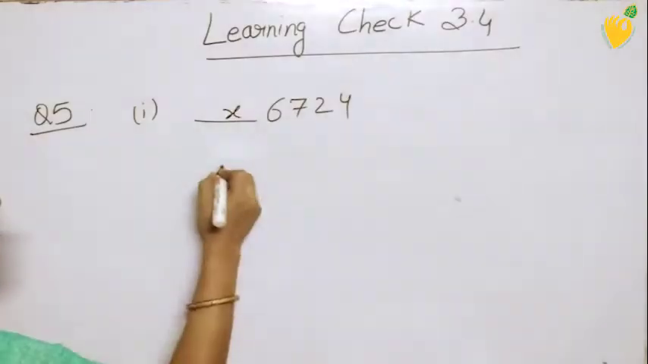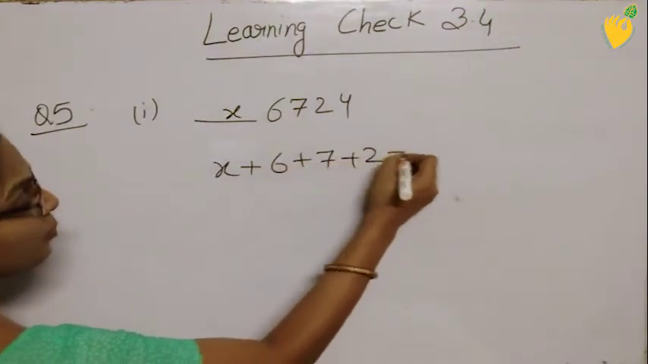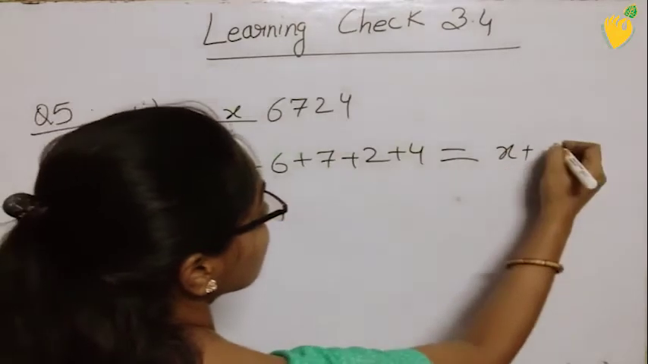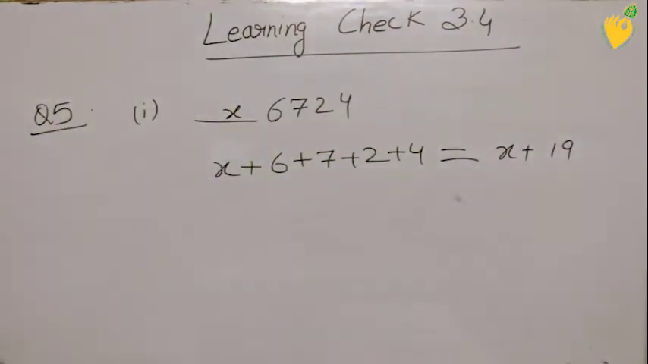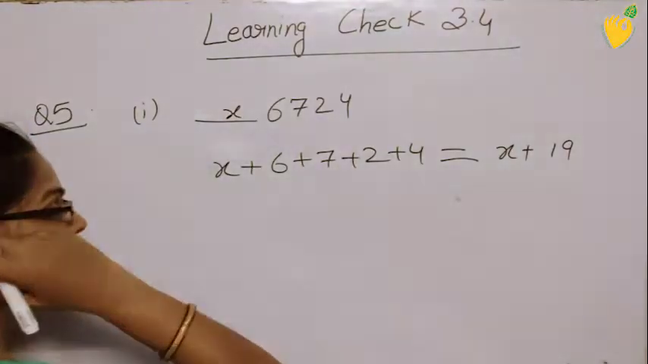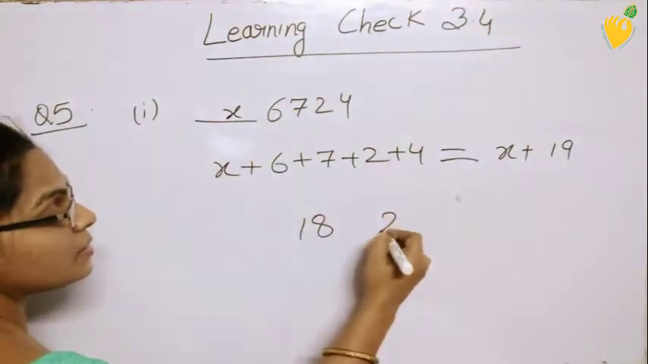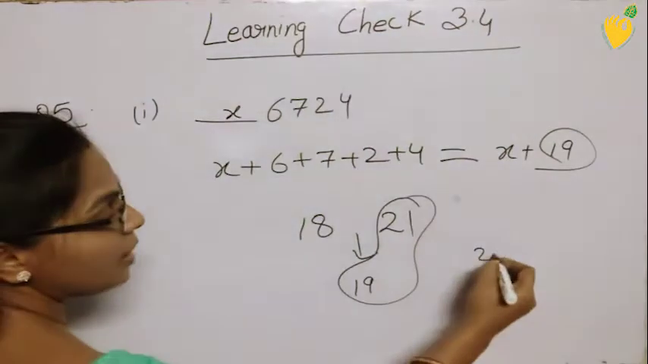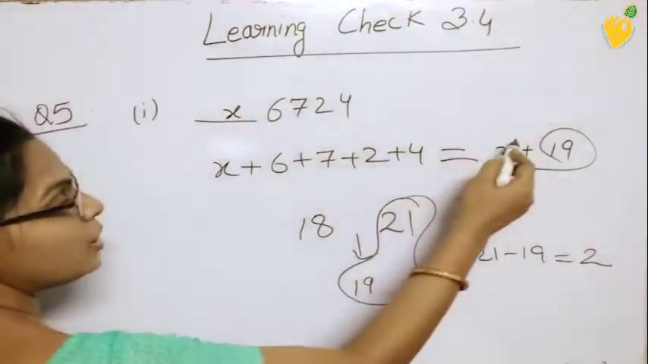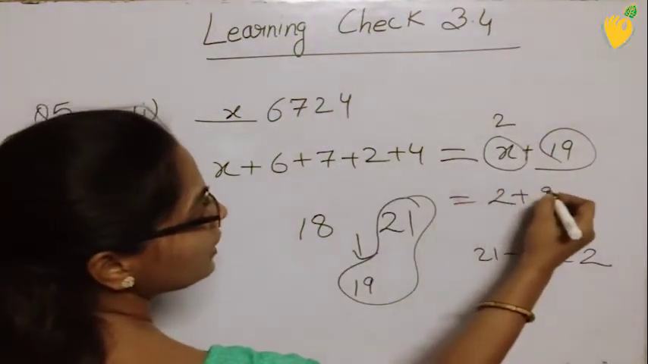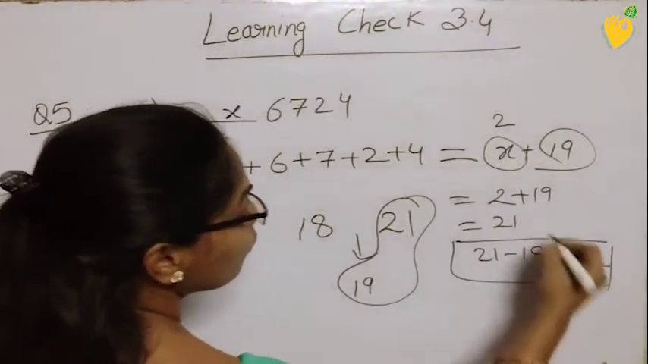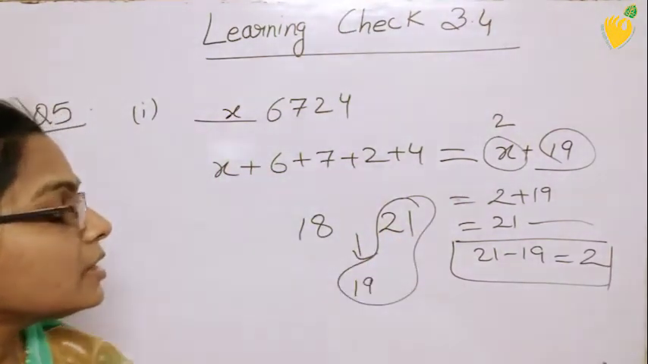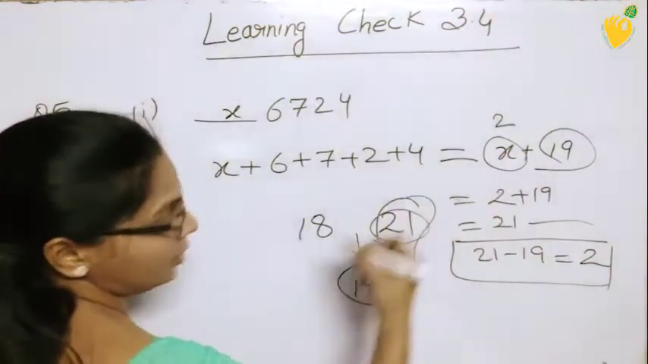So students, suppose here is a number x. So x plus 6 plus 7 plus 2 plus 4 is equal to x plus 6 plus 4 is 10, 17, 18, 19. And students, just read out the table of 3. 3 fives are 15, 3 sixes are 18 and 3 sevens are 21. And the sum is here 19, and 21 minus 19 is, students, 2. So if we write 2 in place of x, what you will get: 2 plus 19 is equal to 21, because the next multiple of 3 after 19 is 21. Just in order to make it 21, we have added 2 here.